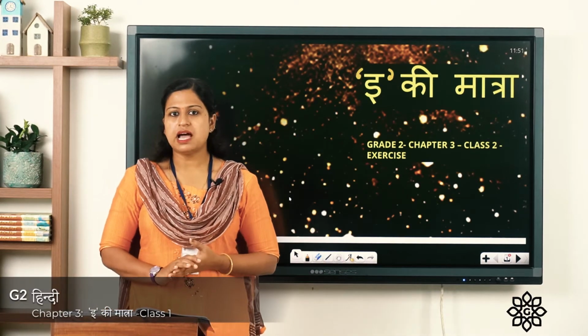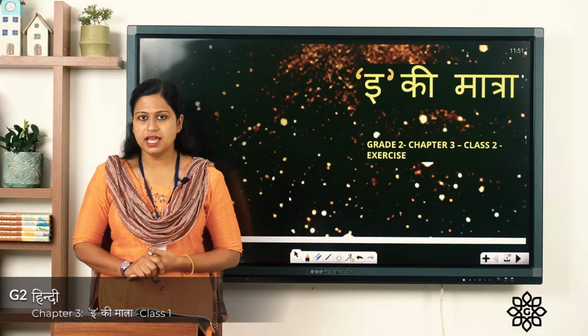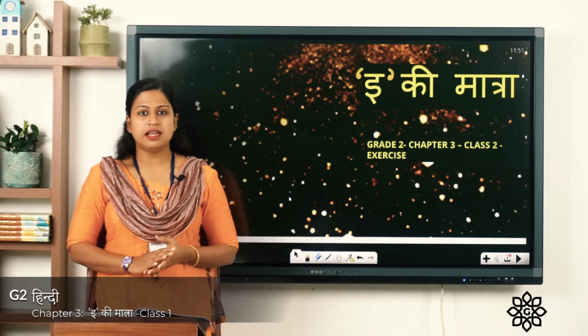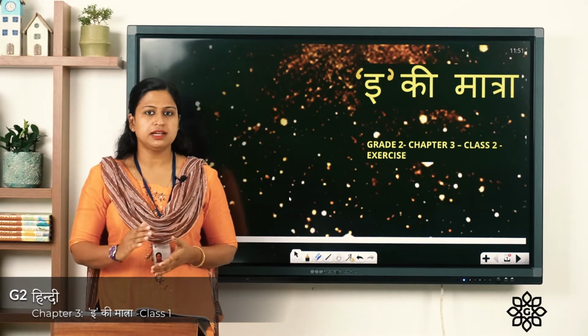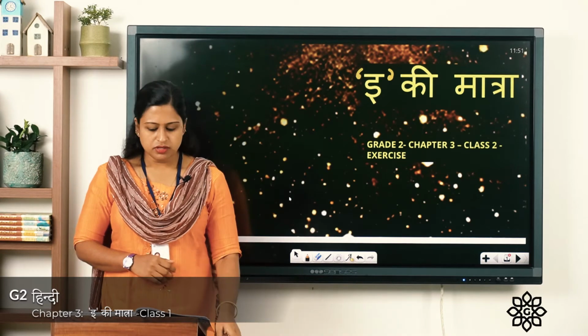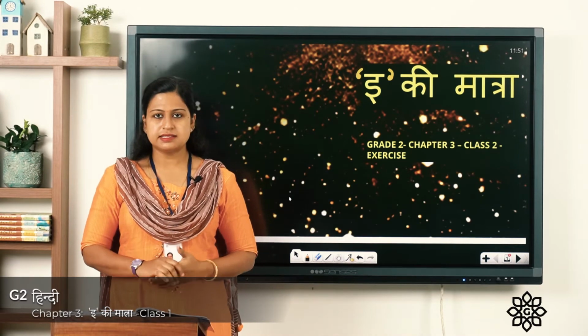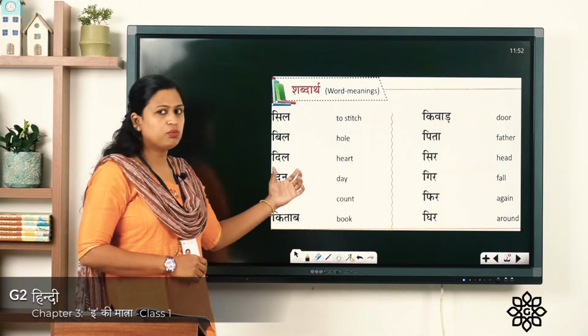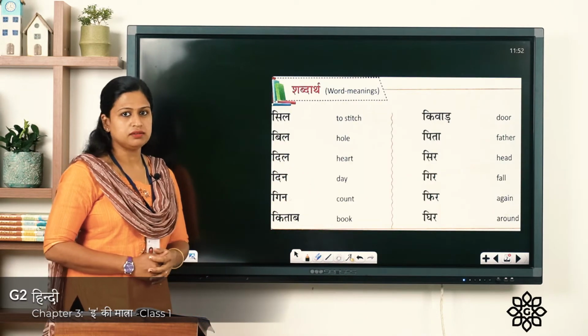So we'll start from page number 19. I hope you all have practiced the letters, that is the Vyanjan letters with the E symbol in your notebook. So here first exercise is Shabdarth. We'll just see few words with their meaning.